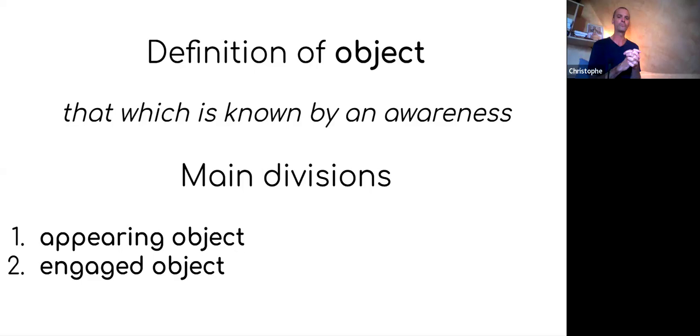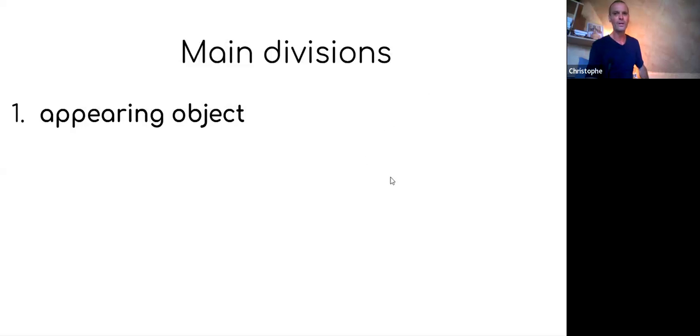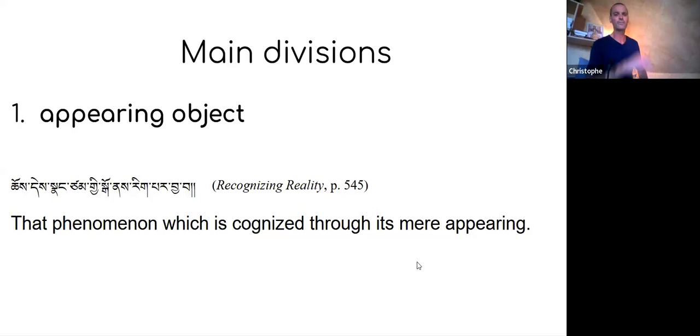Yeah, engaged object is easier to say, so I will keep that. So the appearing object and the engaged object. Okay, very good. The appearing object, we can find a definition in Recognizing Reality. Geshe Dreyfus gives the definition given by Gyalwa Gendun Drup, the first Dalai Lama.